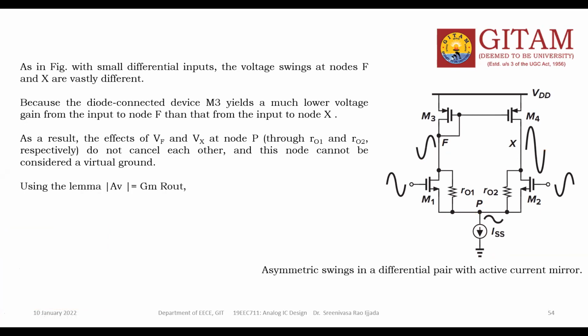Now, I think the gain equation is always this one. What is the gain equation? Mod AV is equal to GM multiplied by R out. R out is the output resistance and GM is the short-circuit transconductance of the circuit.